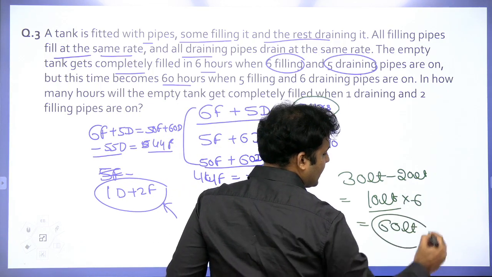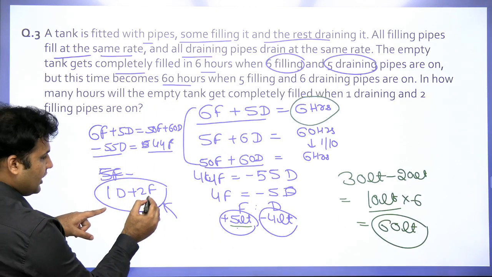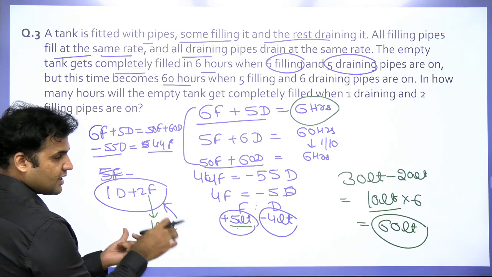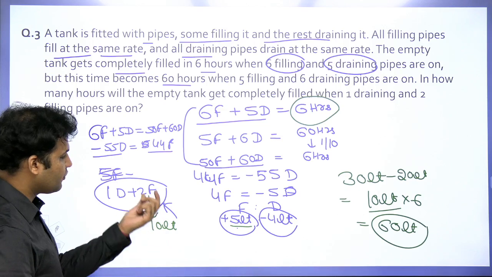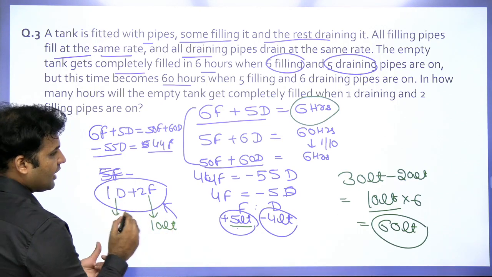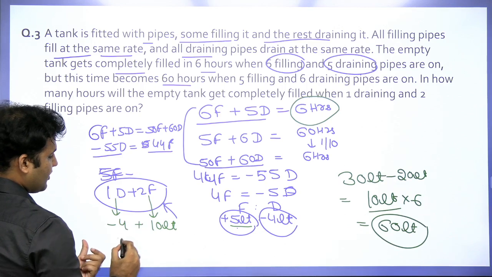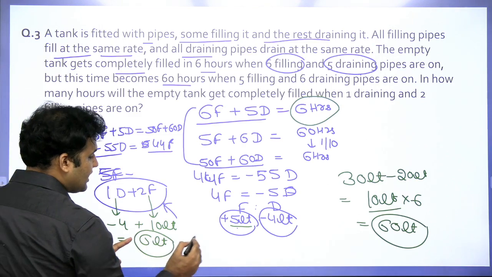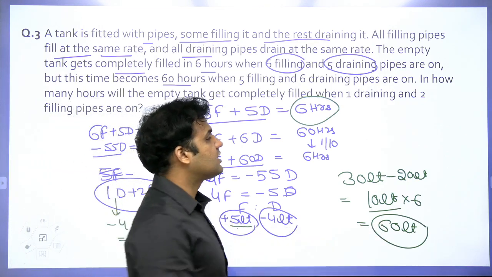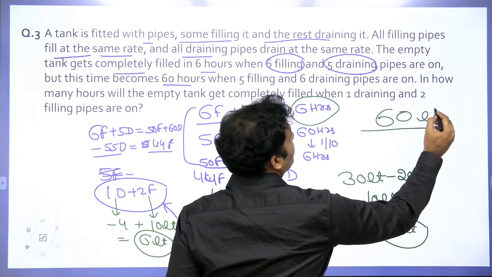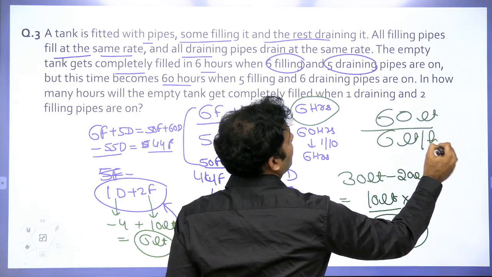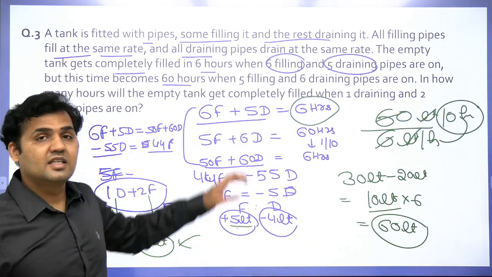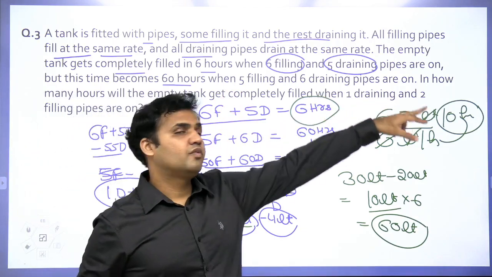If the capacity of the tank is 60 liters and 1 draining and 2 filling taps are working, 2 filling will be putting in 10 liters of water inside the tank. 1 filling is putting in 5 liters, 2 filling will be 10 liters, and 1 draining will be taking 4 liters out. So if 1 draining and 2 filling taps are open, the water going inside the tank is 6 liters. A 60 liter tank with a speed of 6 liters per hour will get filled in 10 hours, right? So 10 hours is the time taken by one draining and two filling taps to fill the tank.